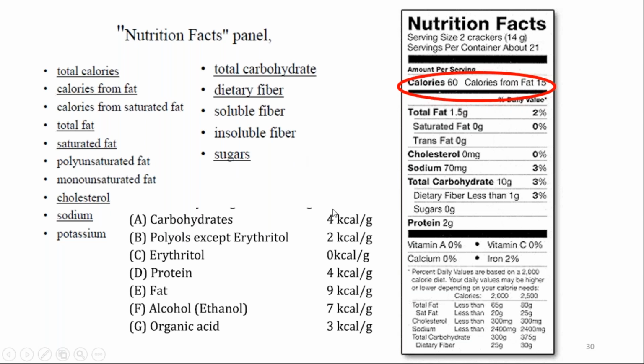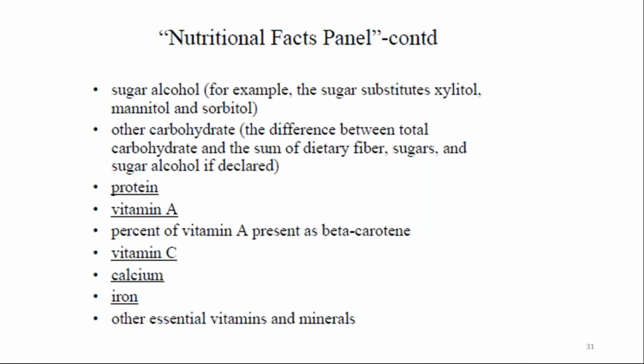And this calorie is calculated based on the table that you have seen and we have been using. If it contains alcohol, it is included in the calorie calculation. On the nutritional facts panel, you have to see whether sugar alcohol is there, because nowadays sugar alcohols are being used as alternatives to sugar.